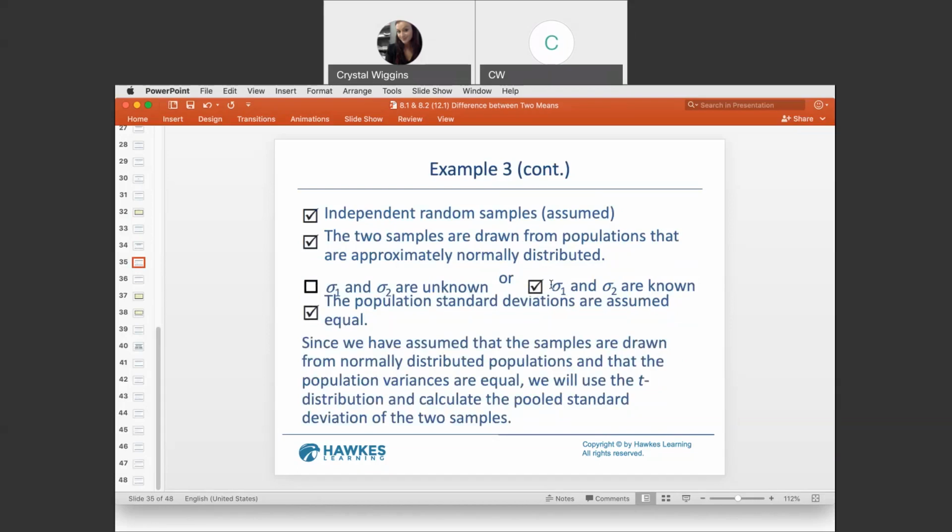So this should be over here, and this box, which isn't moving, should be on the other side, or maybe I'll just do this. Known, unknown. There we go. Okay, and the population standard deviations are assumed to be equal, which was stated as well.